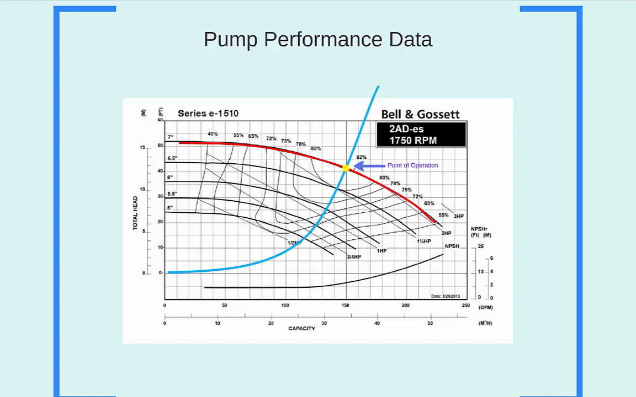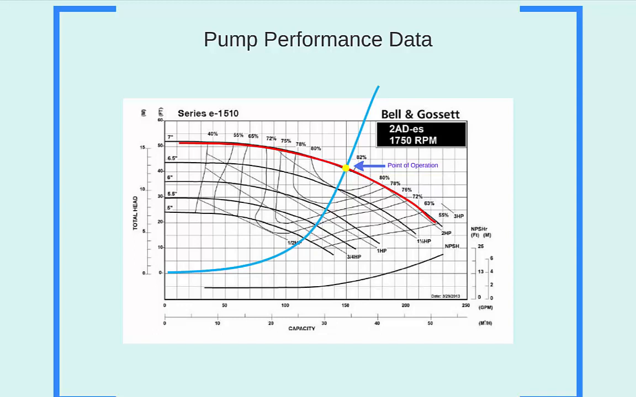Now you might be saying, hold on, the pump curve's vertical axis is total head measured in feet, but I thought it should be pressure. Well, feet of head actually is a measurement of pressure. It is the pressure that results from being underneath a column of water so many feet high.